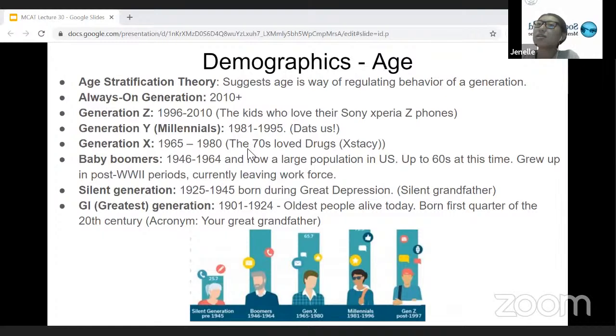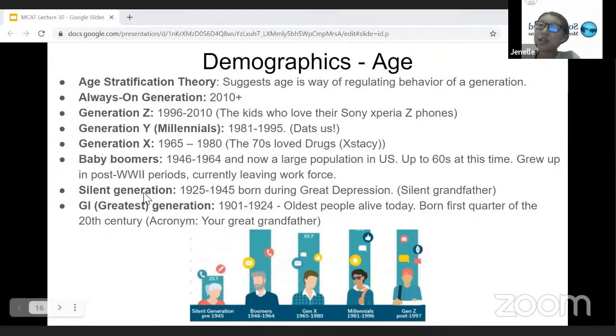So the way they refer to it is the 70s loved drugs, which is also known as ecstasy. So X for Generation X. The baby boomers were those born between 1946 and 1964, and are now considered a large population in the United States. They should be up to around the 60s by this time. And they grew up in the post-World War II period and are currently leaving the workforce because of their age.